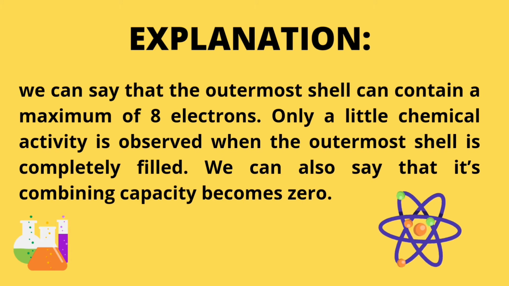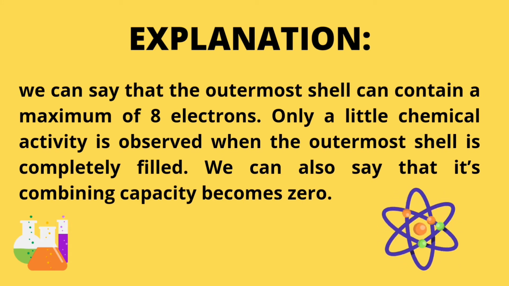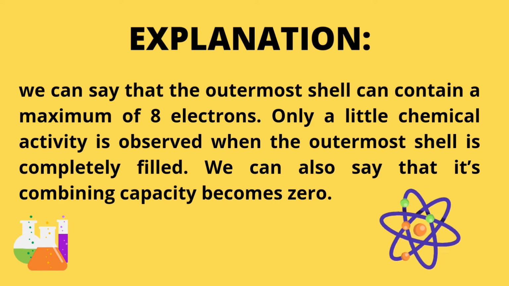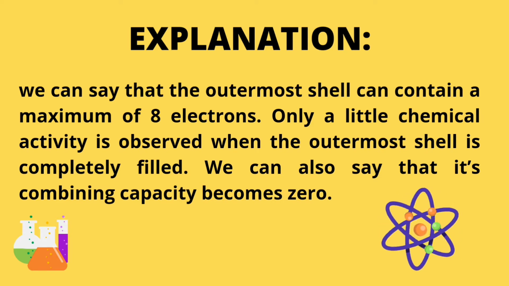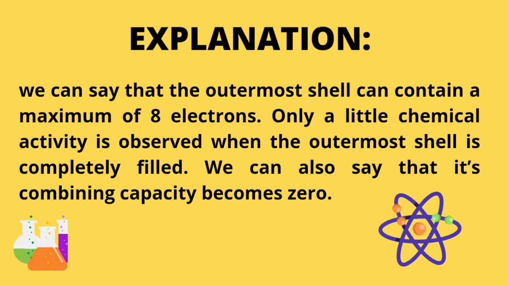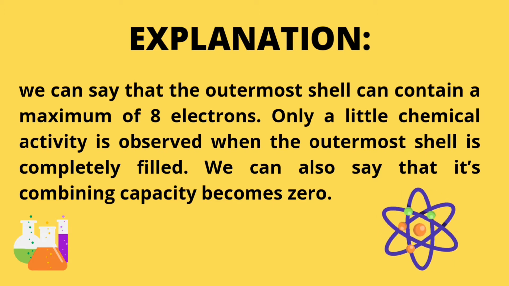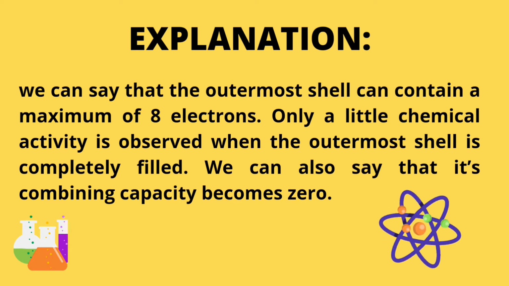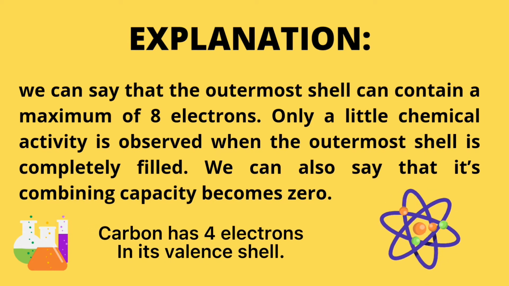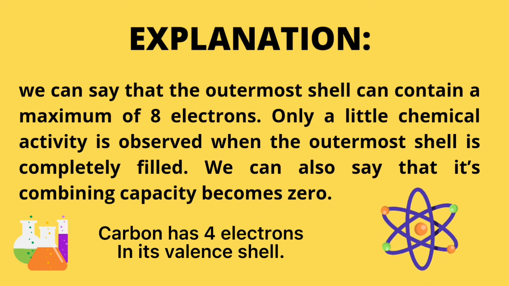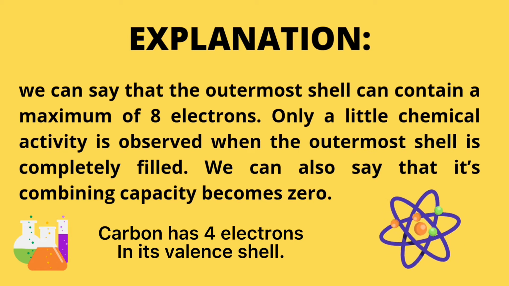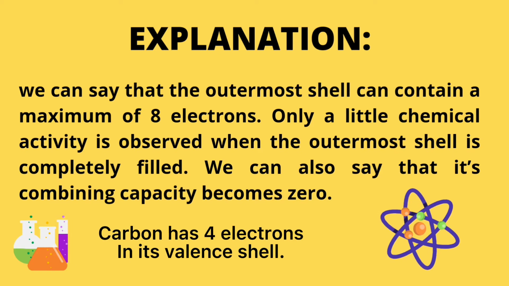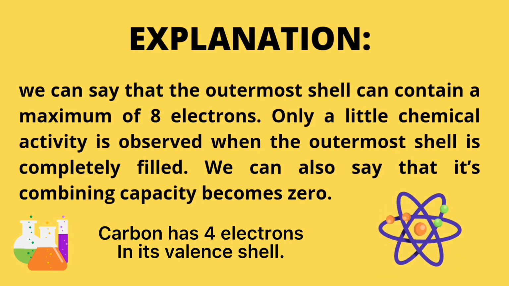As we know, according to the octet rule, the outermost shell can contain a maximum of 8 electrons. Only a little chemical activity is observed when the outermost shell is completely filled. We can also say that its combining capacity becomes 0. If we look at carbon, it has 4 electrons in its valence shell, so it can combine with 4 hydrogens to get stable and complete its octet. It takes 4 electrons from 4 hydrogens to complete its octet.